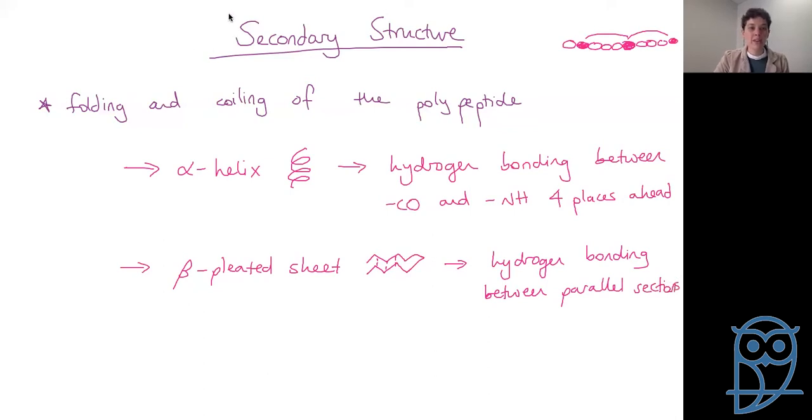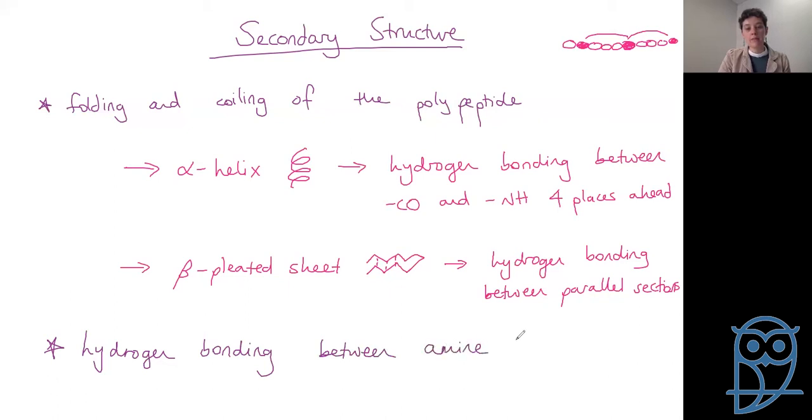So the last thing to note about secondary structure, to hammer home, would be the fact that this is all about hydrogen bonding between the amine group and the carboxylic acid group. The R groups are not involved in the secondary structure.